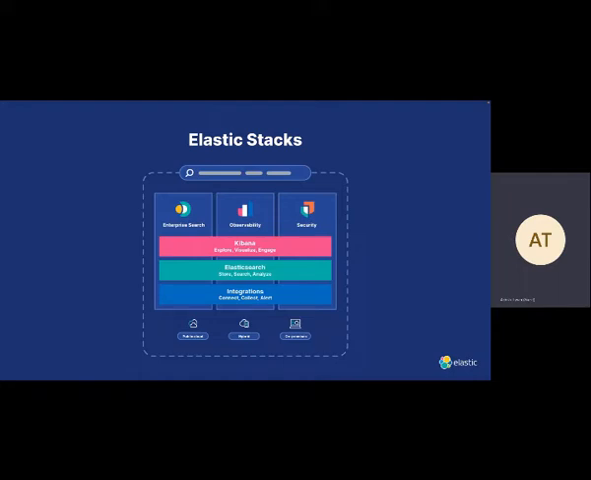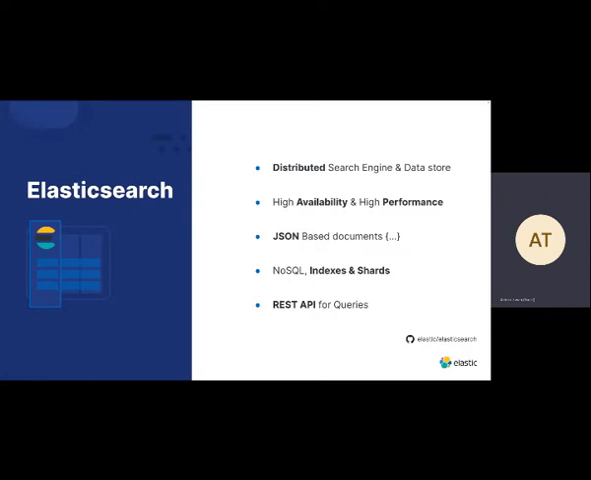Let's quickly go over these stacks. Elasticsearch is a distributed search engine and data store. It gives high availability because it's horizontally scalable. If your data is growing, you just keep adding servers and it will scale. We have seen use cases where people are using n number of servers to scale Elasticsearch. The data in Elasticsearch is stored JSON-based. It's a NoSQL data store.